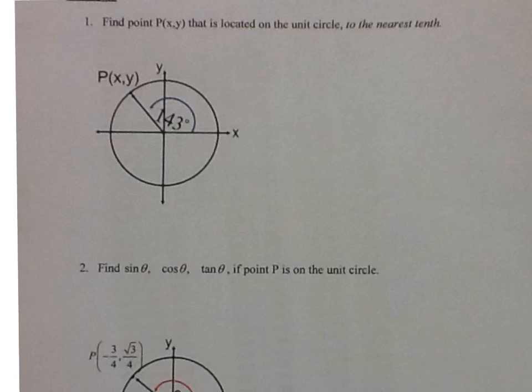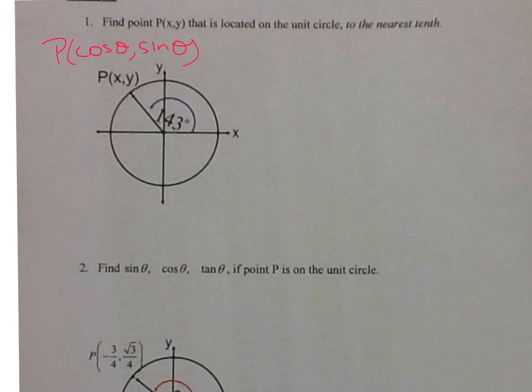Okay, so let's take a look at the first problem. It says here, find point P, which is (x, y), located on the unit circle to the nearest tenth. Look at where my point is. It's over here in the third quadrant. And this is what I know, that my point P is (cosine theta, sine theta).